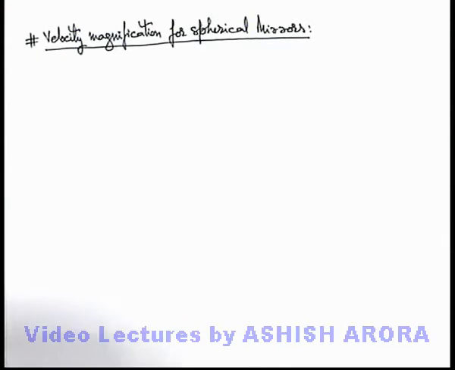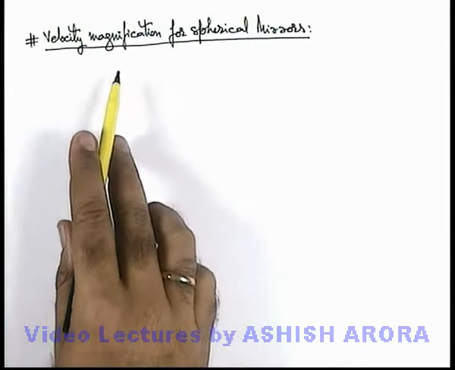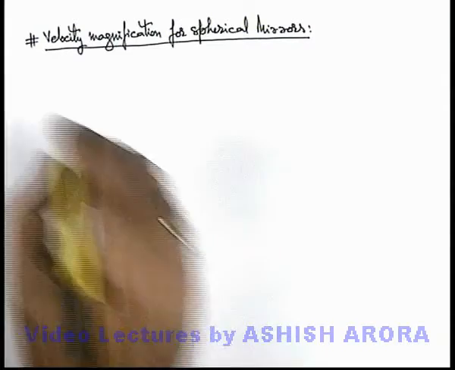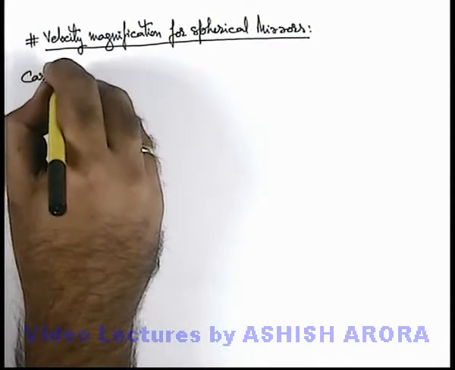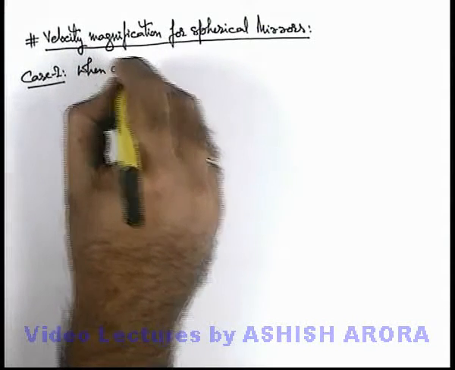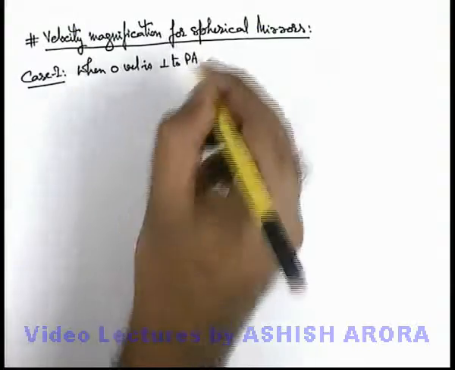Let us study about the velocity magnification for spherical mirrors. This is the magnification used to relate velocity of image and that of object. Now there are two cases we are going to study here. Case one is when object velocity is perpendicular to principal axis.